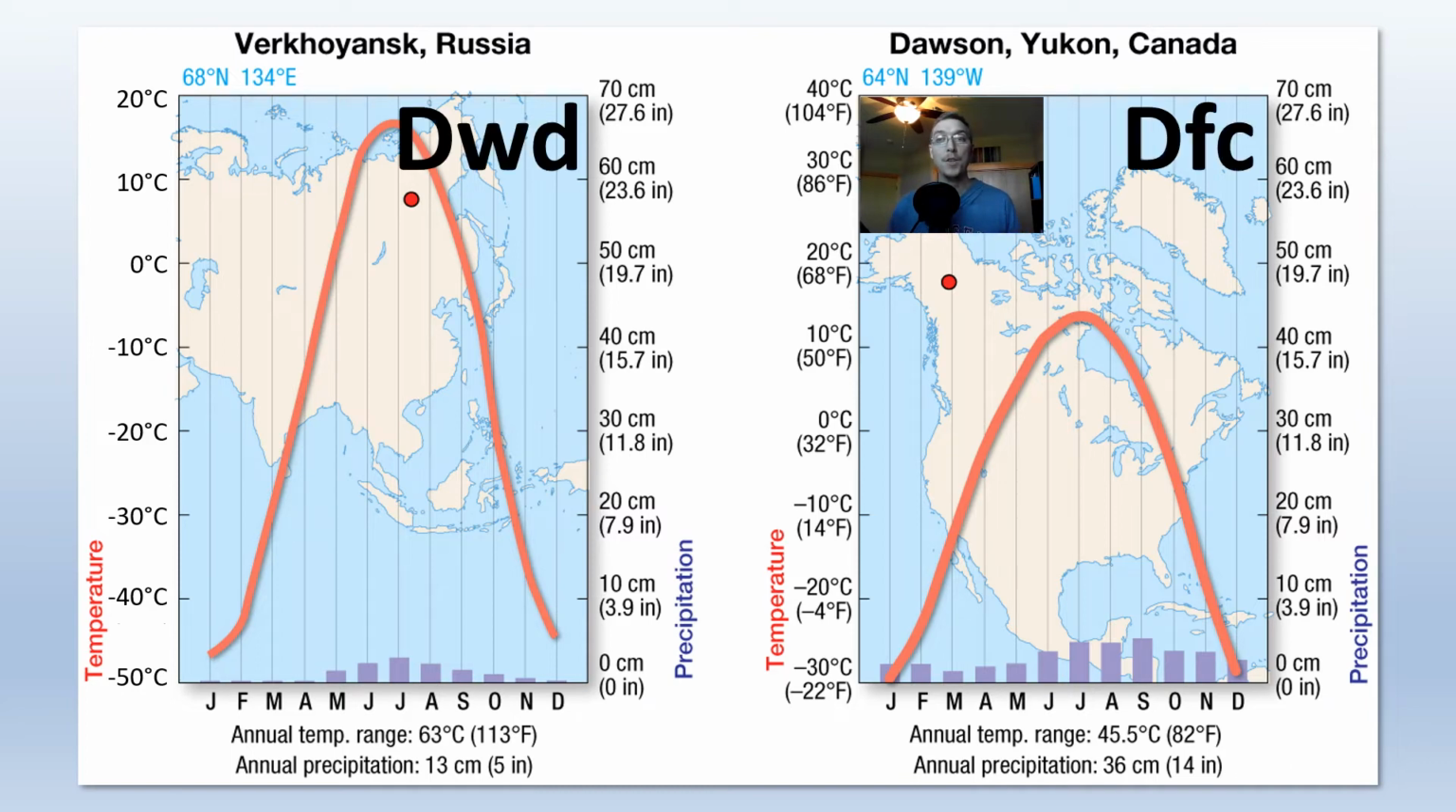Here's a new one. Did you get a DWD climate for Verkhoyansk? This means that the wettest summer month is at least 10 times wetter than the driest winter month, and the average temperature of the coldest month is -3 degrees Celsius or less. For Dawson up in the Yukon, we've got a DFC climate, meaning that the criteria for a DS or DW climate cannot be met, and 1 to 3 months are above 10 degrees Celsius.